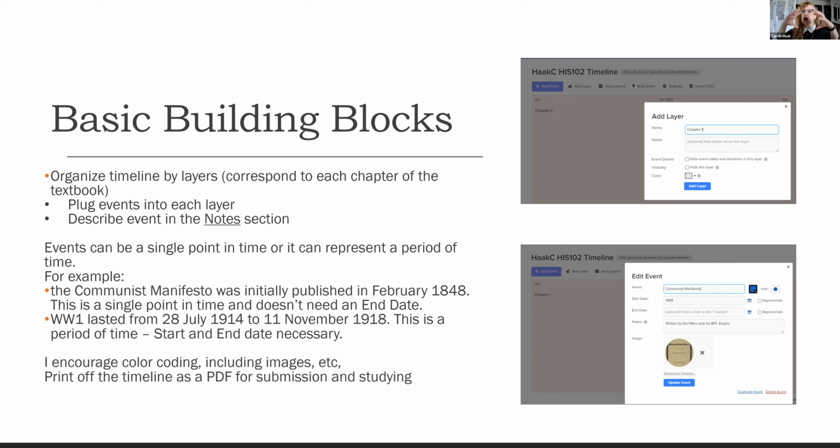Now we're talking about time. So time can be understood as one moment in time or a series of moments, so like a time chunk. For example, we could plug in when the Communist Manifesto was initially published as one date, right? Or you can talk about World War II lasting a chunk of time that has a start and an end date. So there's some flexibility here with understanding the progress of time.